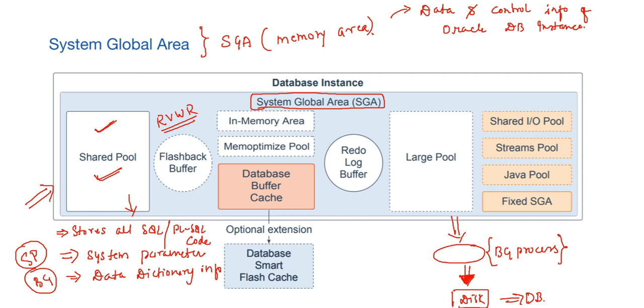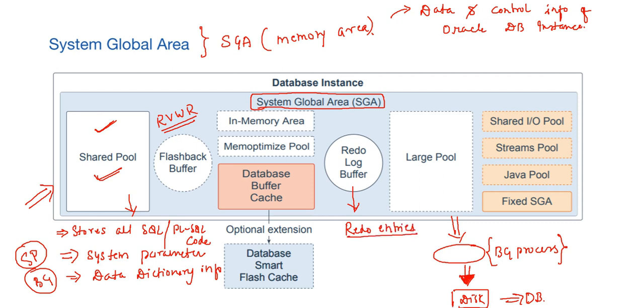There is one more component called the in-memory area. This is a new memory component which has been added after 12c. One is the database buffer cache, which is very important. We will be studying it in more detail. Next is the redo log buffer cache. In the redo log buffer cache, as of now you can understand that it contains redo entries.